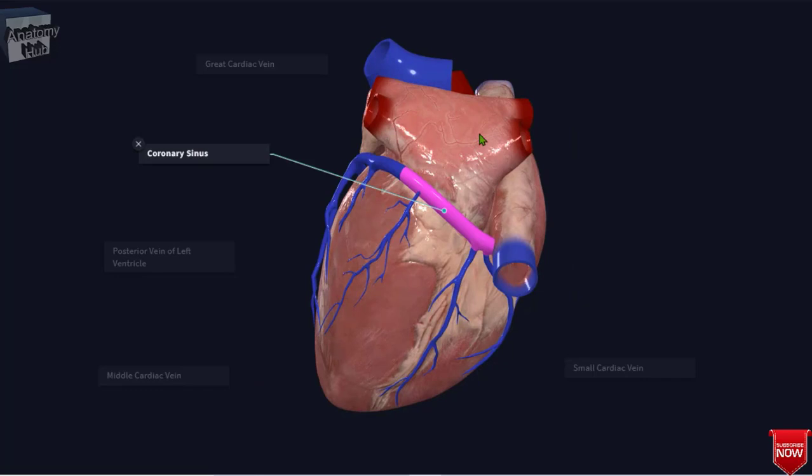which runs between the left atrium and the left ventricle, and the sinus drains into the right atrium that you can see here. Within the right atrium, the opening of the coronary sinus is located between the right atrioventricular orifice and the inferior vena cava orifice. So there are five tributaries which drain into the coronary sinus.